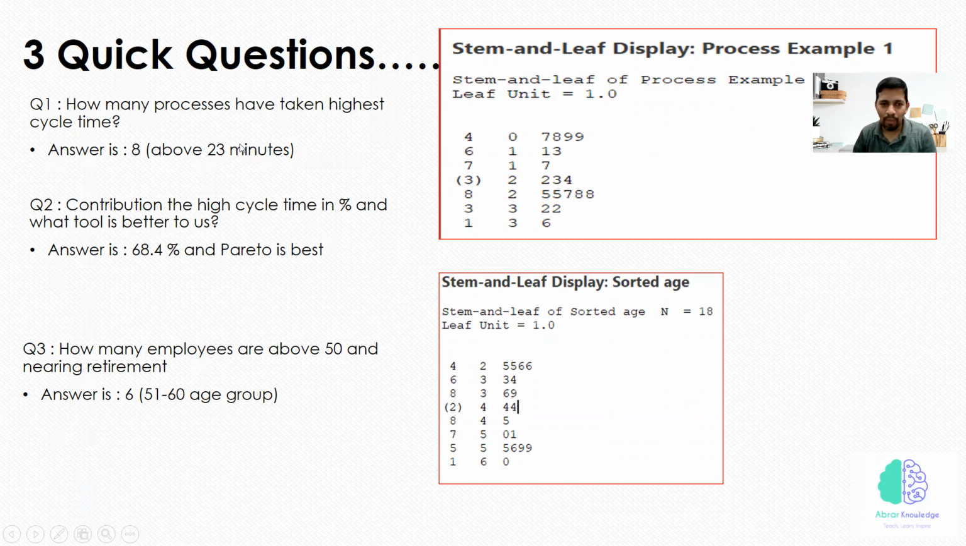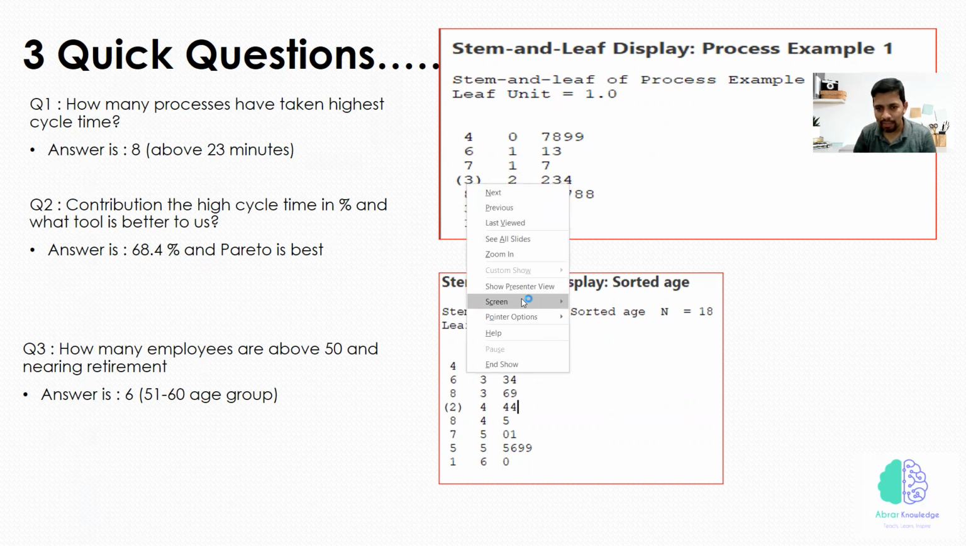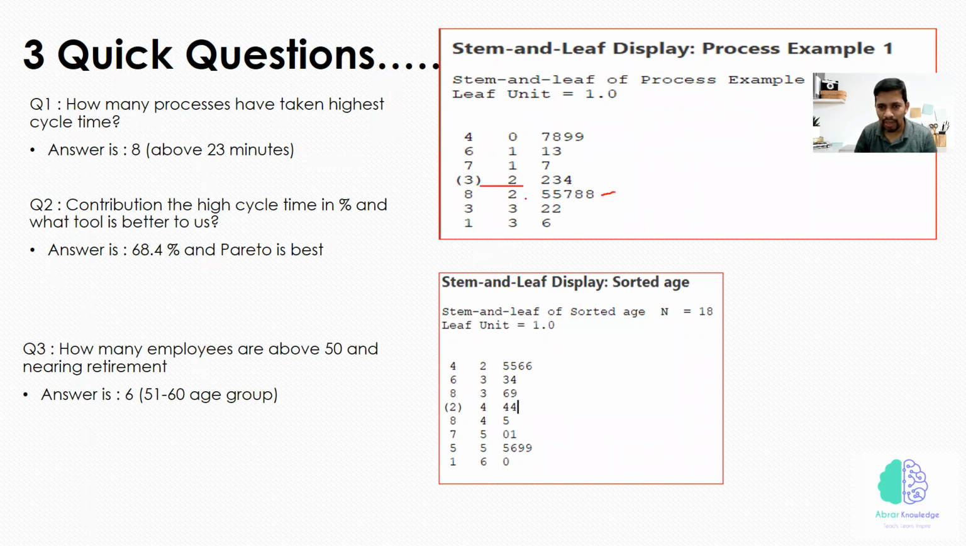The first one: how many processes have the highest cycle time? You remember that this is the median point, let me use the pointer. This is the median point, right? And high cycle time, so how many high cycle times do we have? 1, 2, 3, 4, 5, 6, 7, 8. 8 cycle times which are high, above 23 minutes. And to get the high cycle time contribution in percentage, you can just take this 8 divided by 18. You will get the percentage, right?